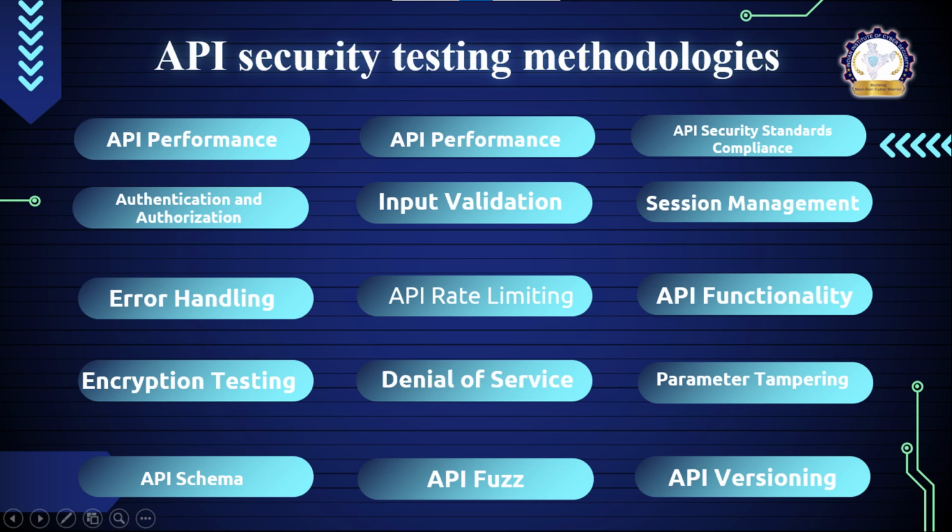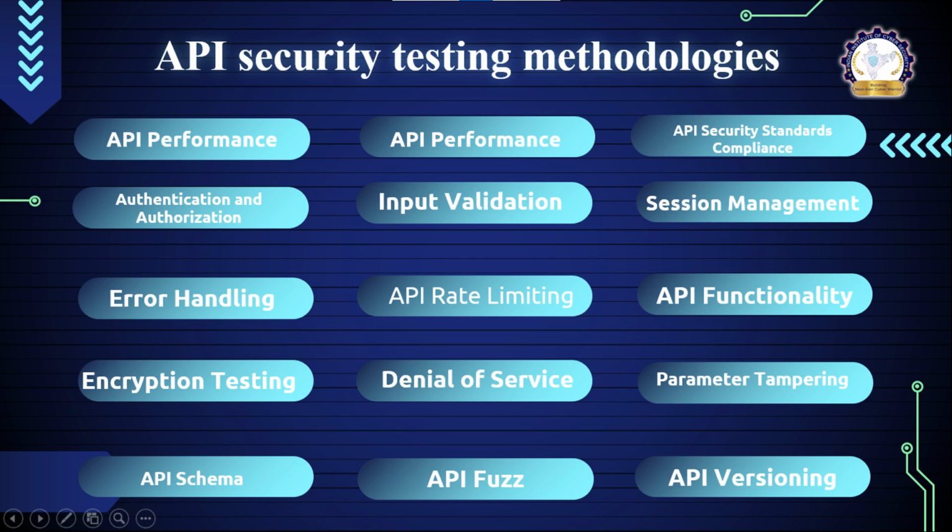DOS testing involves simulating a DOS attack on the API to see how it responds under heavy load or attack. The goal is to identify vulnerabilities in the API's architecture or implementation that could be exploited by an attacker. This testing can be done using various tools and techniques such as flood testing. This involves sending a large number of requests to the API to see how it handles the load. The goal is to identify any bottlenecks or performance issues that could be exploited by an attacker.